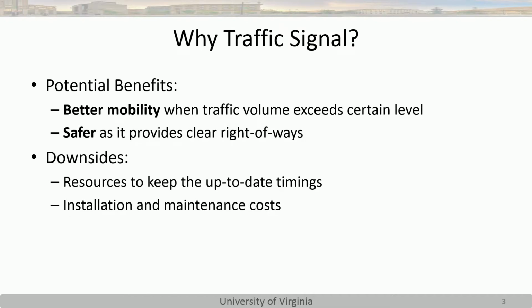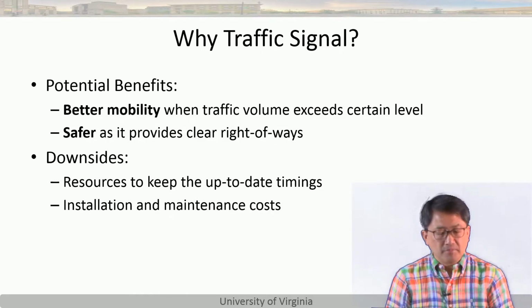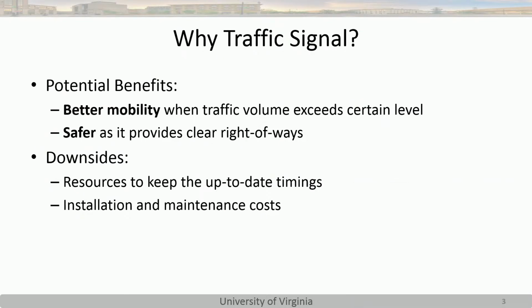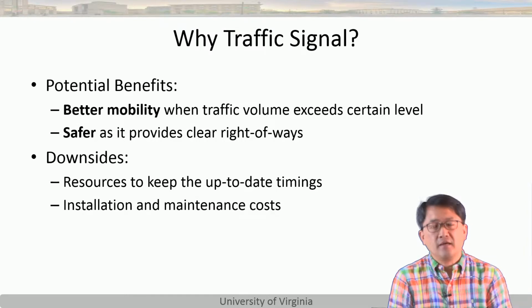Obviously, we want to know why we put the signals. The cost of a traffic signal is not trivial, at least in the US. If you want to install fully loaded traffic light controllers and posts and everything, it's about 150, almost 200,000 US dollars. So it's not cheap, but it does have a huge mobility benefit. As you have more cars approaching at the intersection, two-way stops or four-way stops are not going to work when it exceeds a certain volume level. So signal actually gives right-of-ways to make it much safer as well and better efficiency.